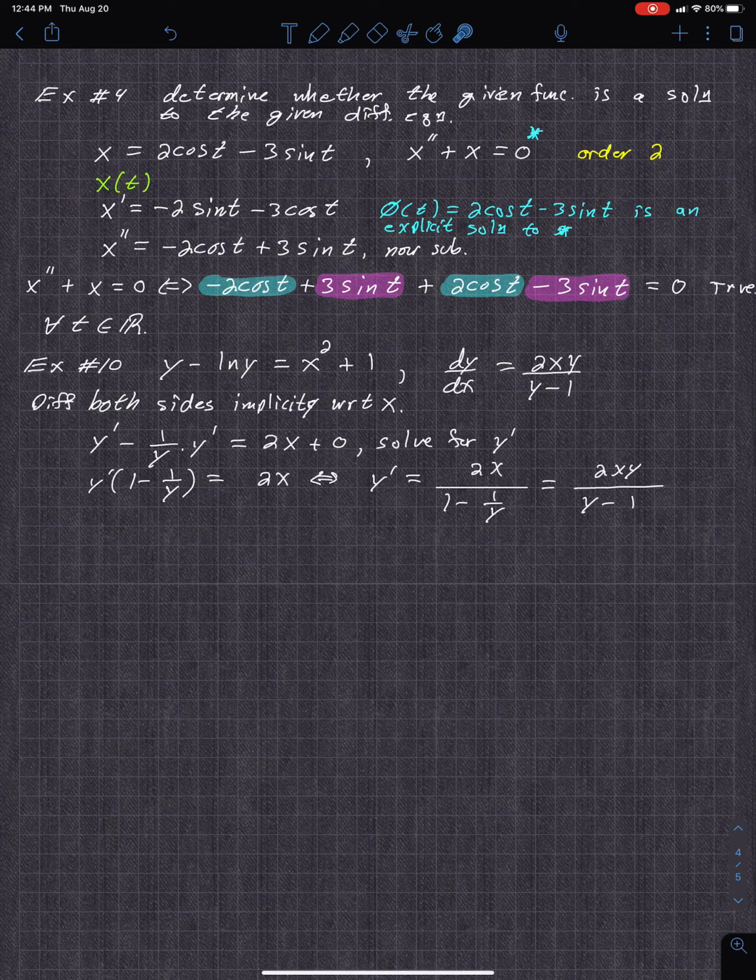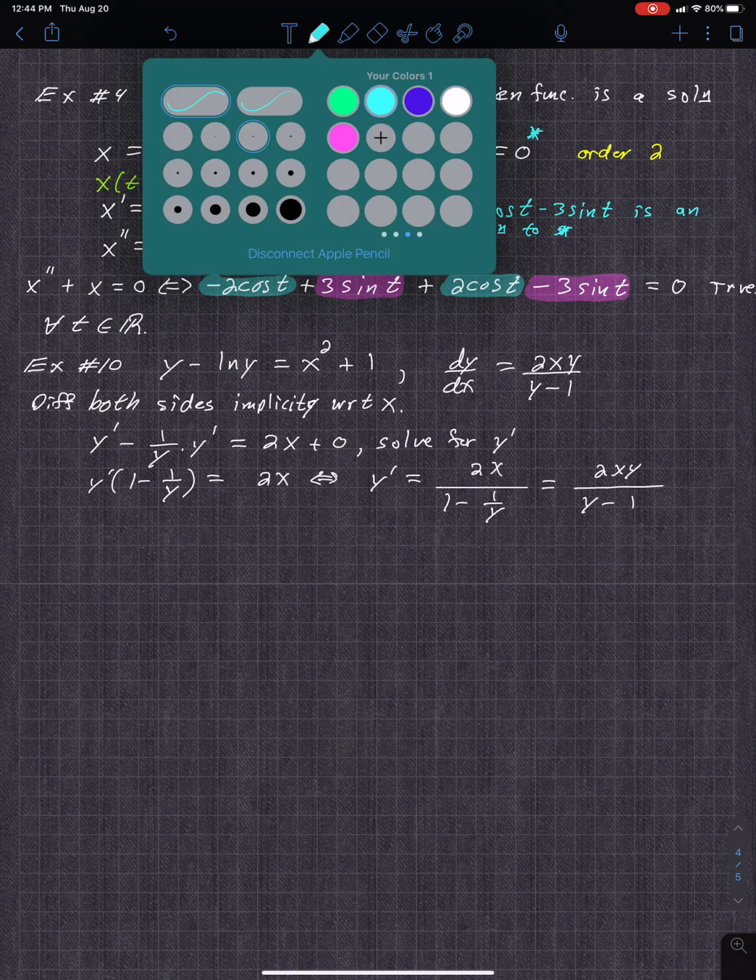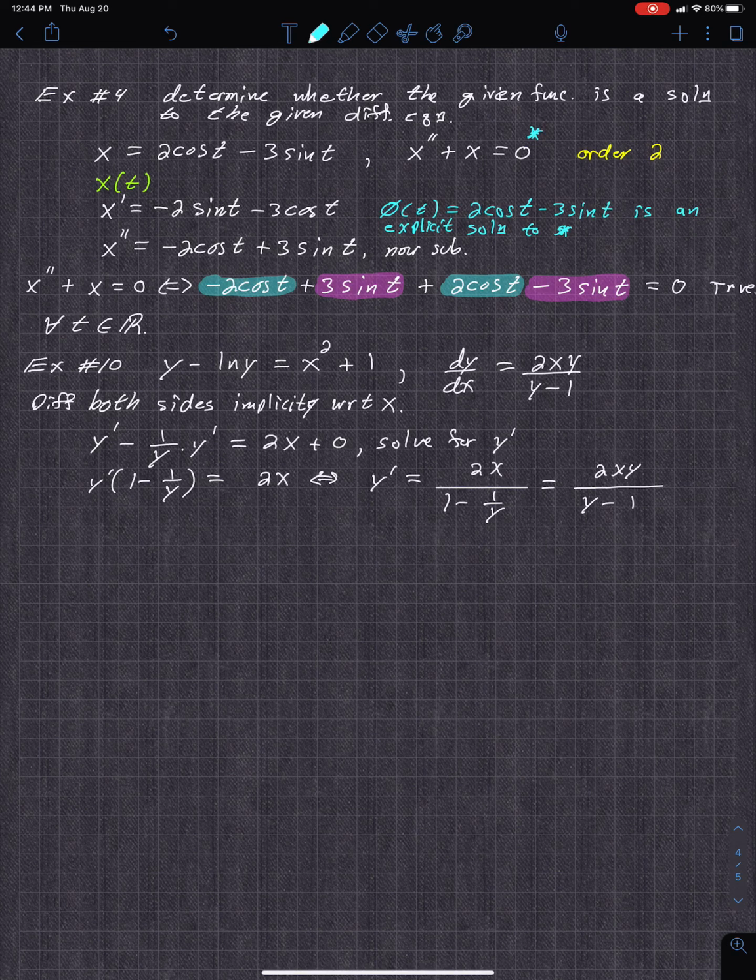But keep in mind, the solution, this is implicit, right? So just a little note that this is what we call an implicit form of the solution.